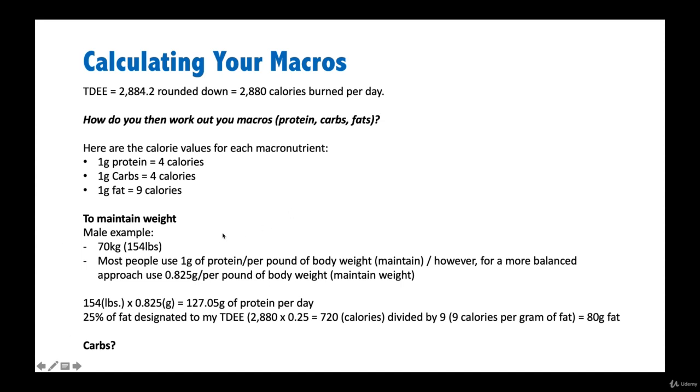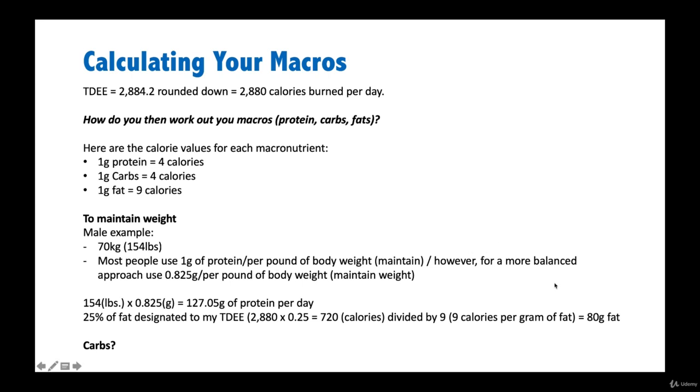So we said before, this guy weighs 70 kilos. His TDEE, his total daily energy expenditure, is 2,888 calories. So following a simple rule a lot of people use online, which is per pound of body weight you must have 1 gram of protein in order to maintain weight.